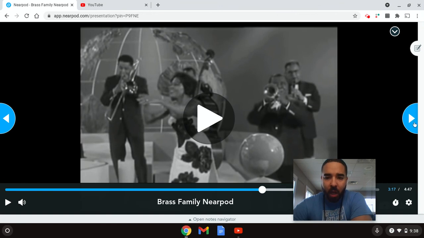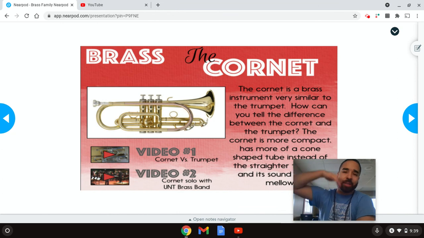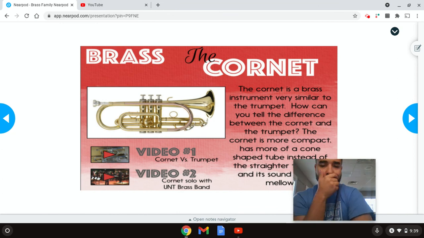And the other instrument there that was playing a lot was the clarinet, which is what I played when I was in college. Moving on to the next instrument, and this instrument is called the cornet. Now, the cornet is a brass instrument, very much like I said earlier, similar to the trumpets. And as you can see in that picture, it looks just like a trumpet. It just is much smaller and doesn't have as high of a quality or high of a note capacity as the trumpet does. How can you tell the difference between the cornet and the trumpet?